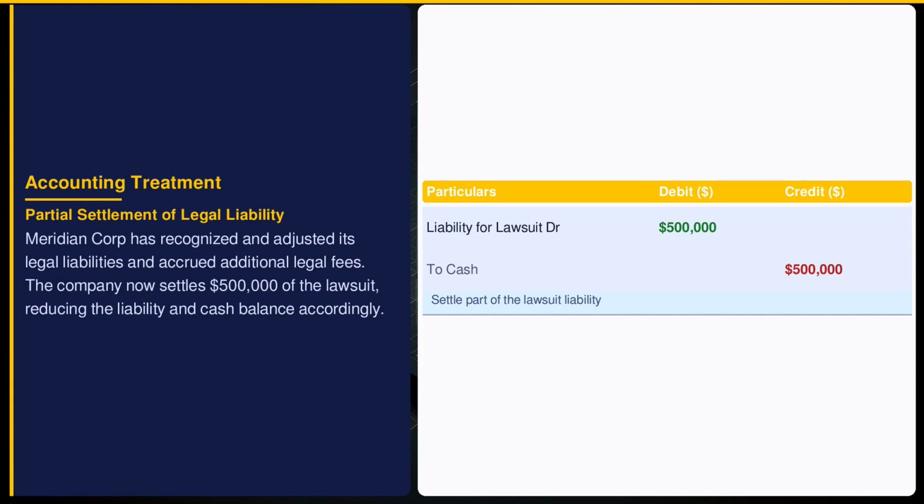Meridian Corporation settles a portion of the lawsuit for $500,000, reducing the liability on its balance sheet. ASC 450 ensures that the financial statements reflect this disbursement accurately. This entry lowers both the cash and the liability, signaling progress towards resolving the legal matter.